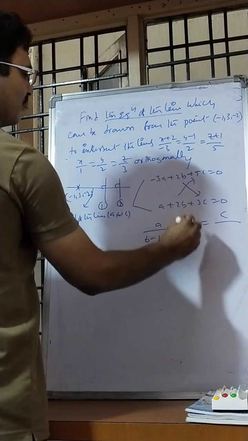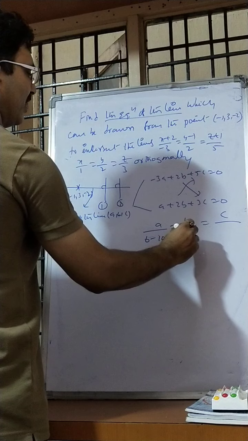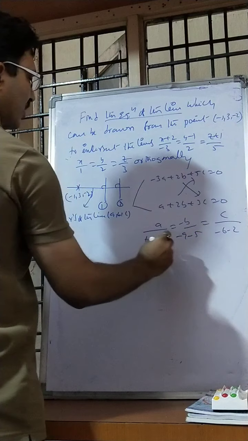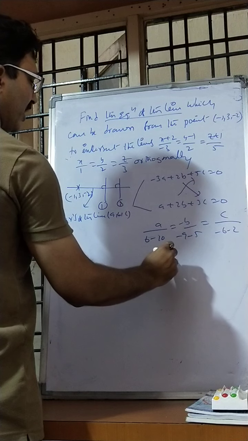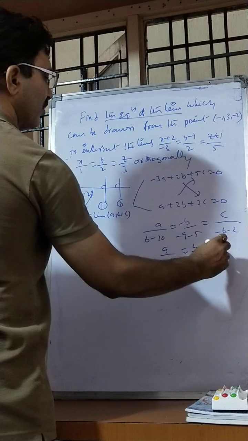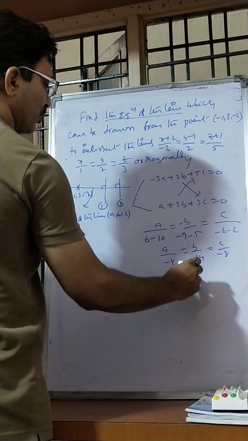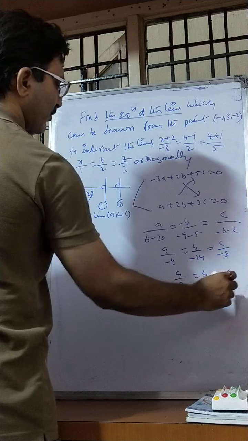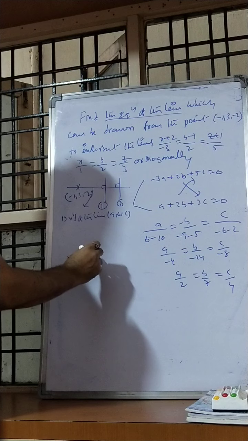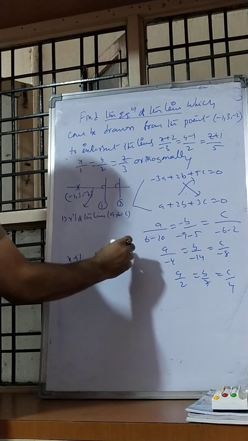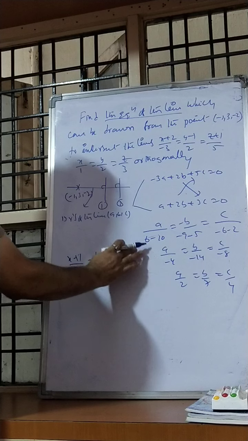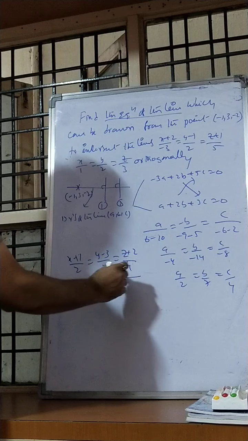B, close, and this one: minus 9, minus 5. Now close this one: minus 6, minus 2. So a by minus 4, b by minus 14, c by minus 8, or a by 2, b by 7, c by 4. Now you have the point. So x plus 1 by 2, y minus 3 by 7, z plus 2 by 4, you will get like this.